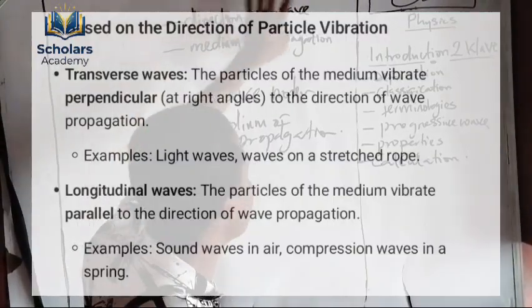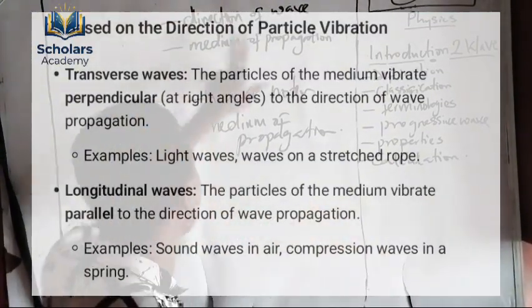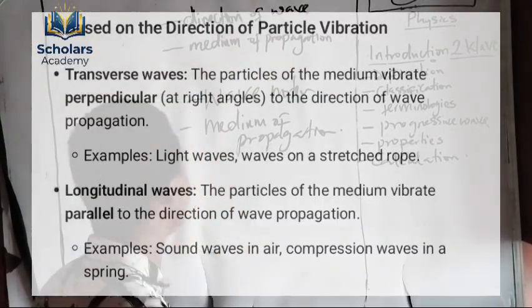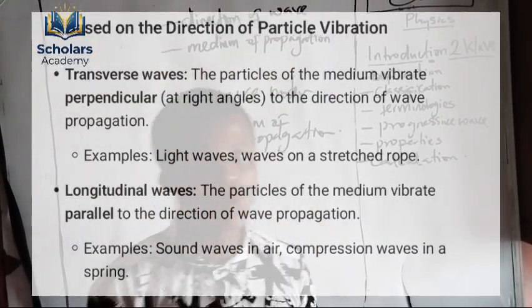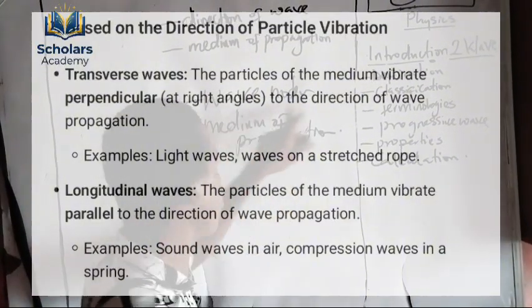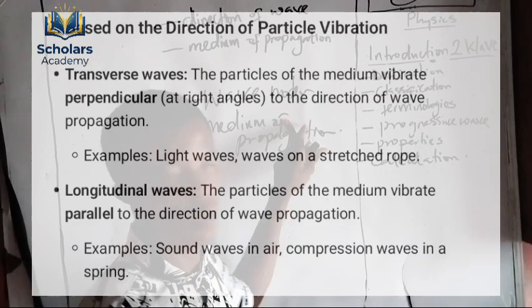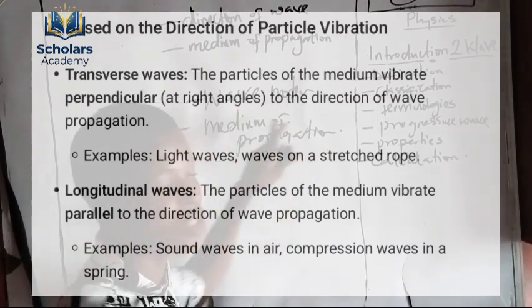Now the first thing, which is the direction of the wave. This direction of the wave is divided into two. We have transverse wave and we also have longitudinal wave. Are you with me? Now for transverse wave, this is when the wave motion, or the wave, is actually perpendicular to the medium. When the wave is perpendicular to the medium.